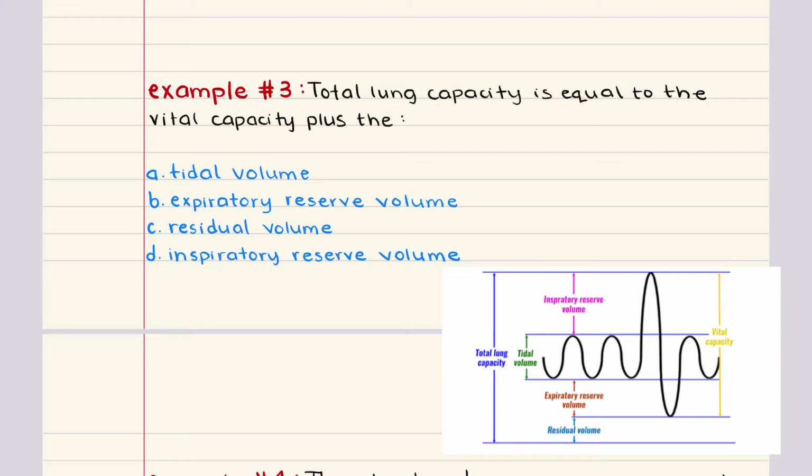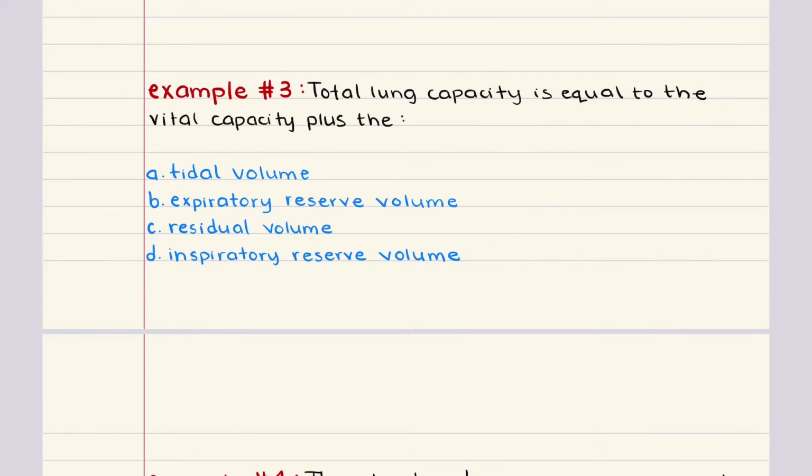But there's one final portion of air that stays in the lungs no matter what, and that's your residual volume. This air keeps the alveoli inflated, and it allows for continuous gas exchange even between breaths. So if you add vital capacity, everything you can move, plus residual volume, what stays behind, you get the total lung capacity. That makes the correct answer here C, residual volume.